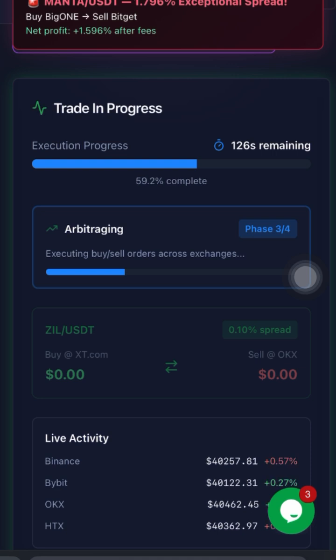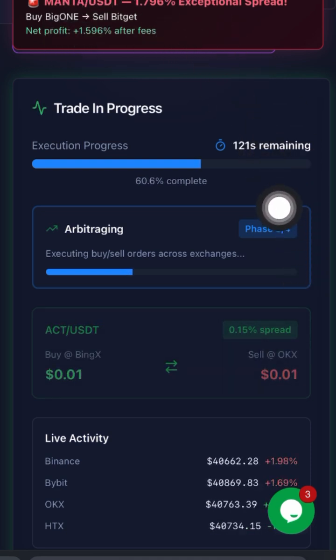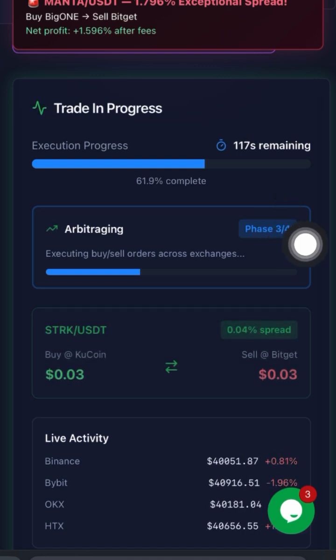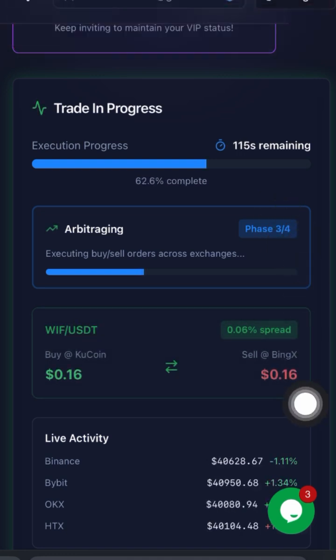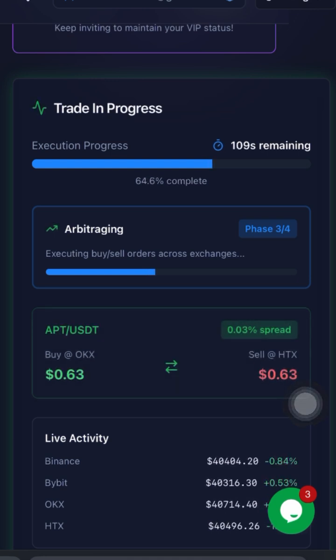In the alert here, Manta USDT is a meme coin, right? You buy it from BigONE and sell it on Bitget. So the bot gives you accurate signals, and it also trades on accurate signals for you to get your profit, and that's it.